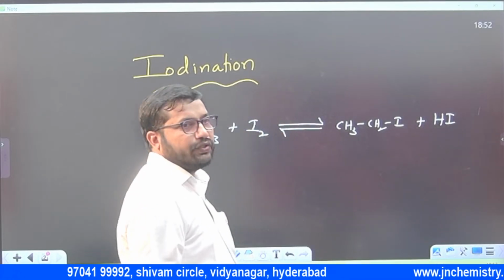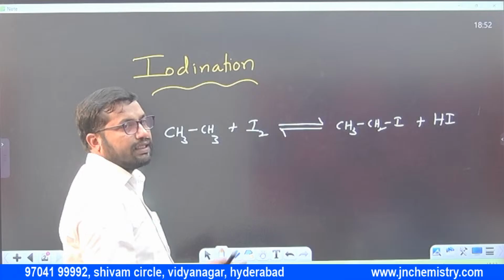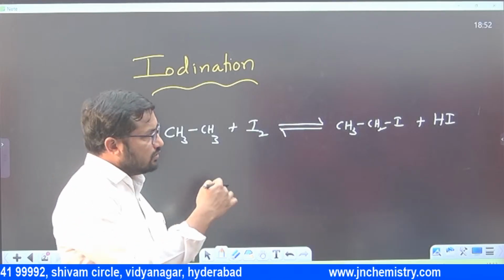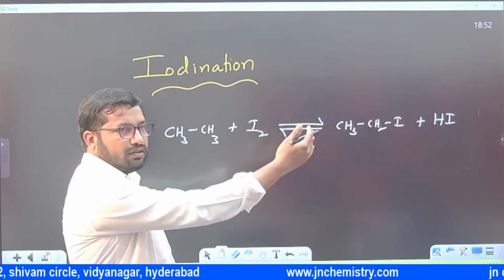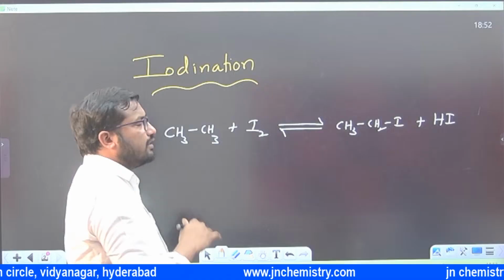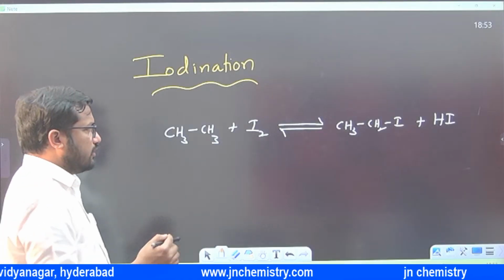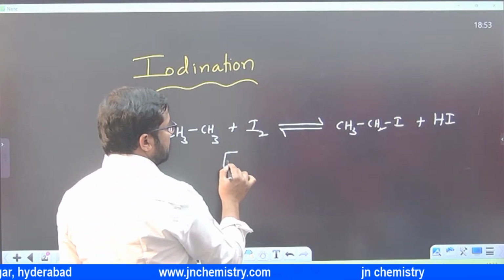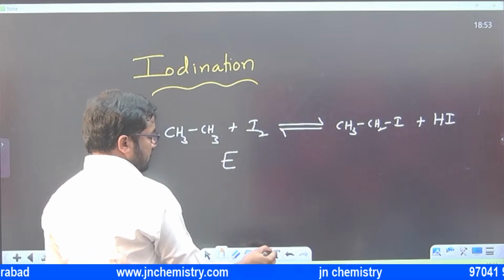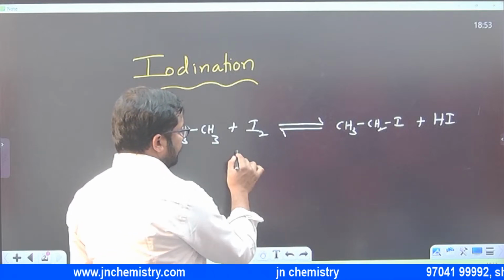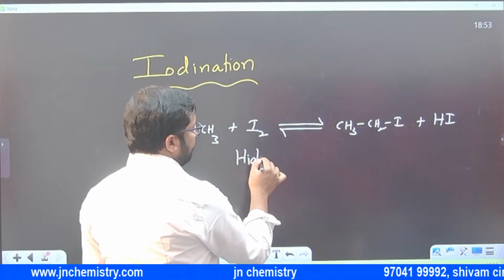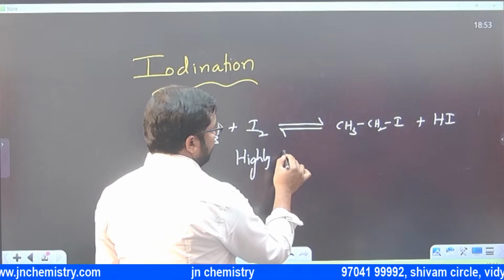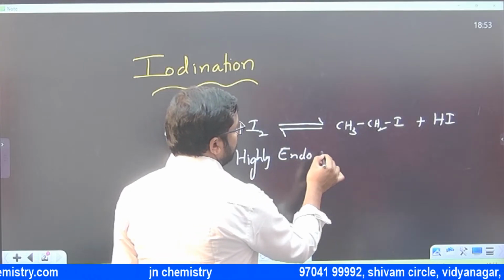HI is a strong reducing agent, and this reaction is an endothermic reaction. Once again, it is coming back, and we will get the alkane. Let's write it down. It's a highly endothermic reaction.